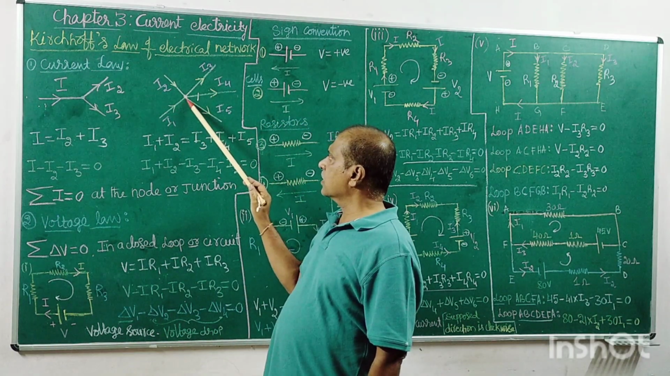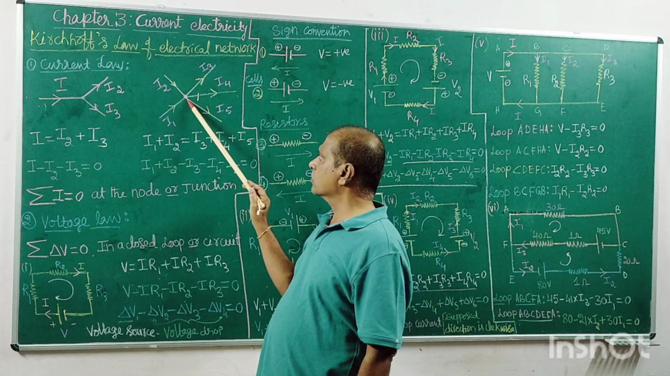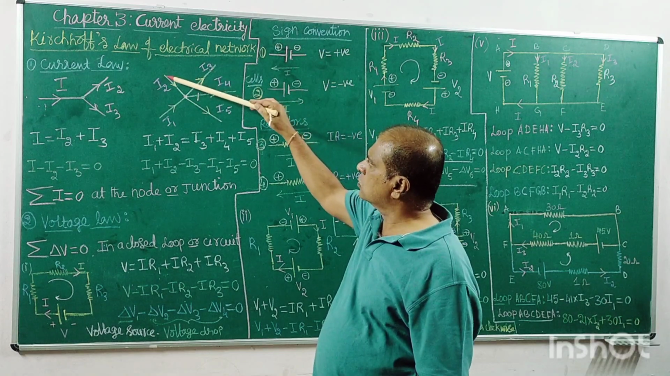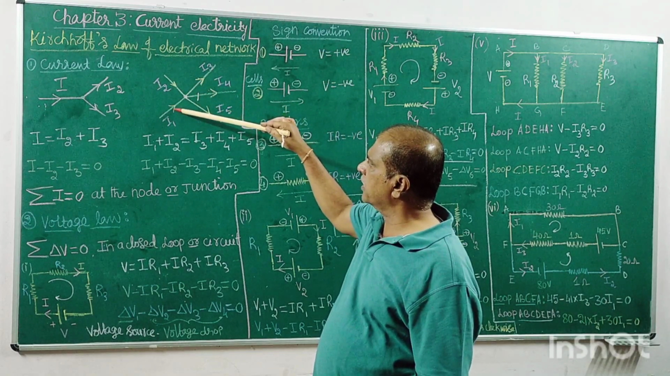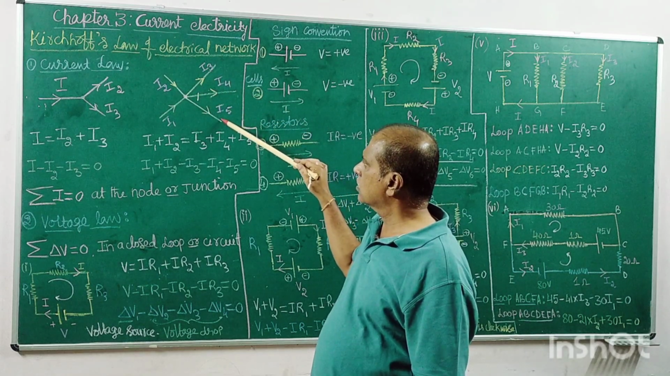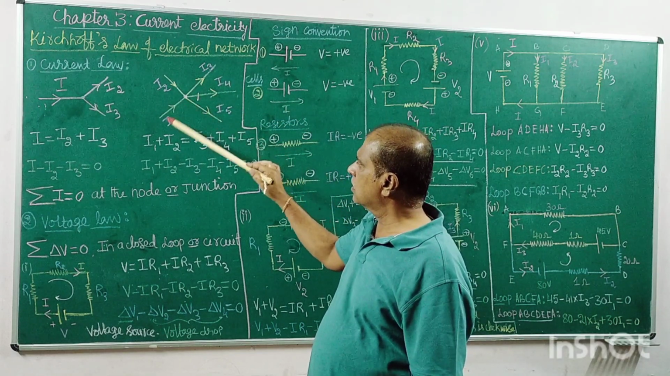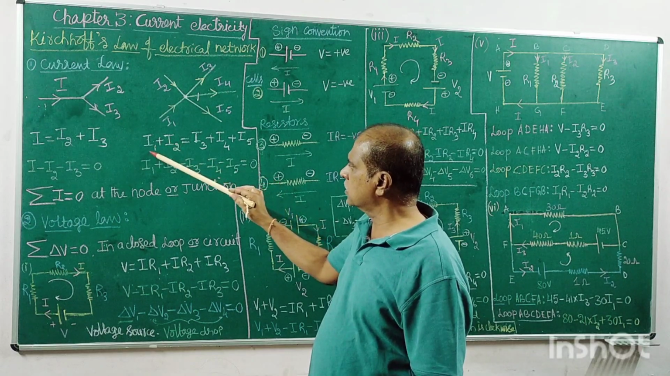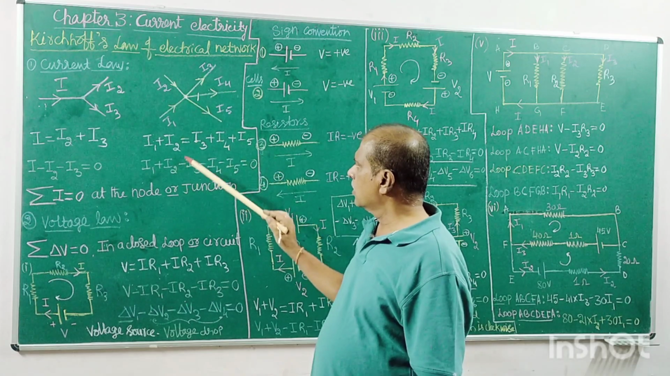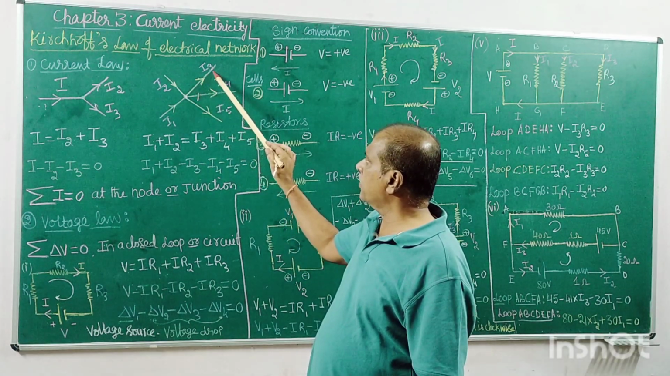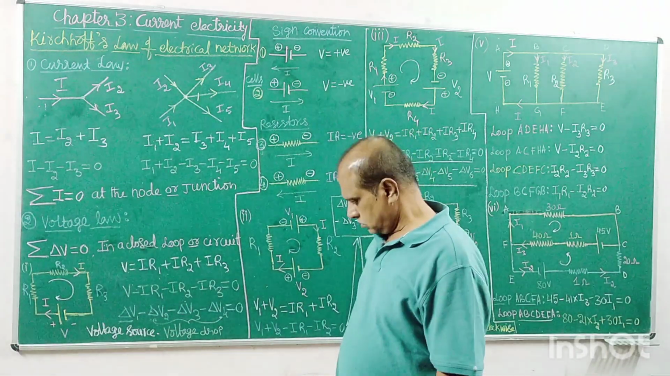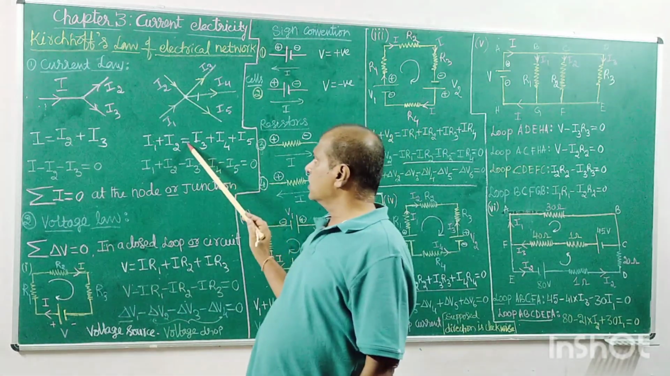If we take a network like this, a junction containing 5 conductors, through 2 conductors current is entering, through 3 conductors current is leaving. So as per the law, I1 plus I2, that is the total current entering the junction, equals the total current leaving, this plus this plus this. That is what the current law says.